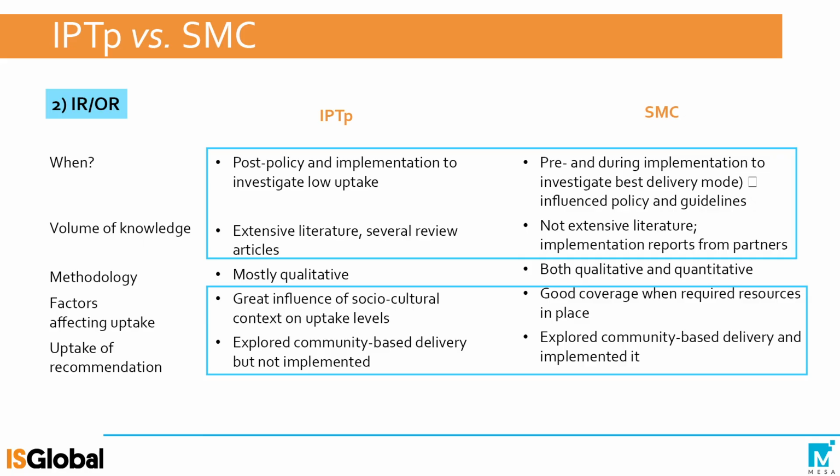In terms of the factors that affected the uptake, we've seen there is a great sociocultural influence on IPTP, whereas for SMC, we've seen good coverage when you just have the required resources available. And there wasn't that much sociocultural or environmental opposition against it. Interestingly too, in IPTP, community-based delivery has been explored. It started to be explored recently, but it hasn't been implemented yet. Whereas for SMC, and I know the interventions are very different in nature, this was explored and it's actually how it's being implemented, with good enough resources.